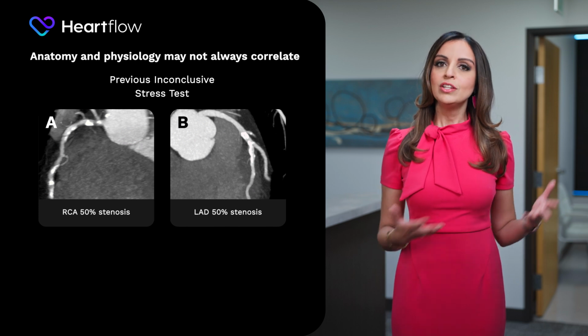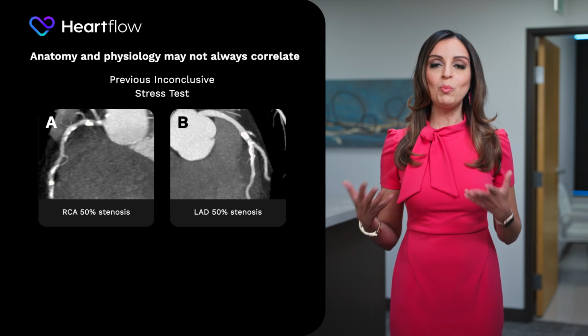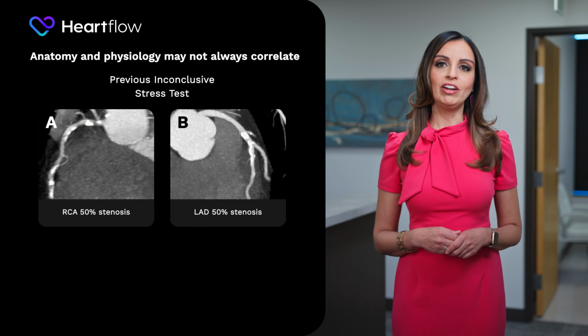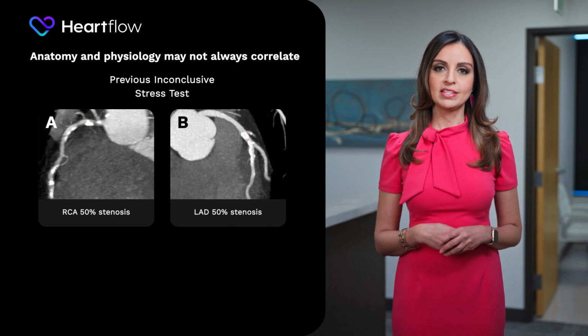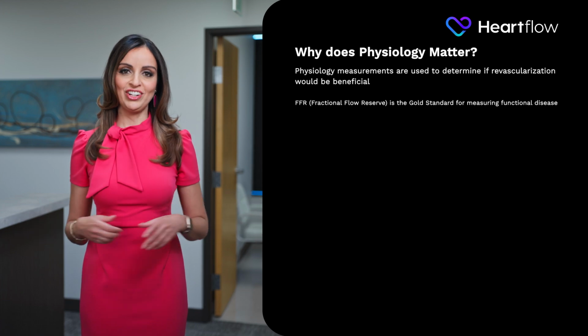At this point, due to the CTA, we already know more about the patient's coronary artery disease than we did with the previous inconclusive stress tests. But there's more we can add to the diagnosis here. We can add physiology with a test called FFRCT to the coronary CTA to better understand the patient's disease. So why does physiology matter here?